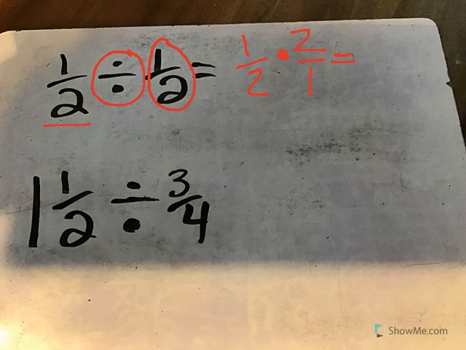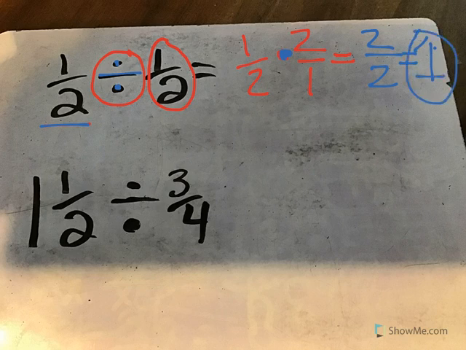So we started off with 1/2 divided by 1/2. We're going to keep the first fraction. We're going to change the operation, the division, into multiplication. And then we're going to find the reciprocal of the fraction 1/2, and when you flip it, it becomes 2/1. And so 1 times 2 is 2, and then 2 times 1 is 2. So our answer is 1. So 1/2 divided by 1/2 is 1.